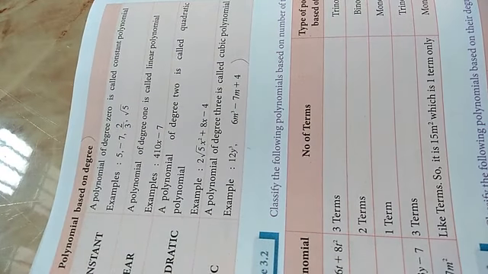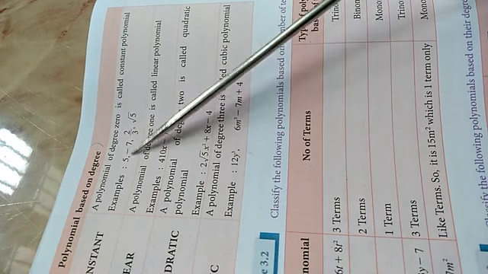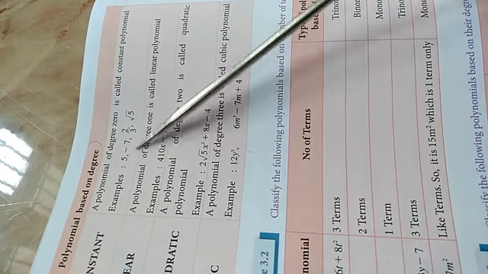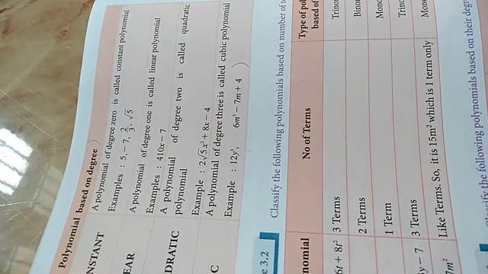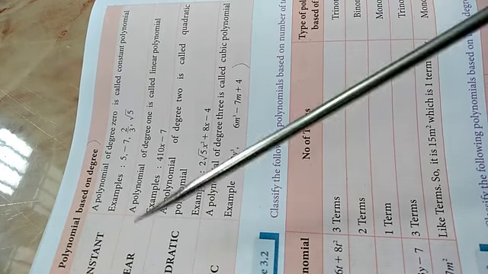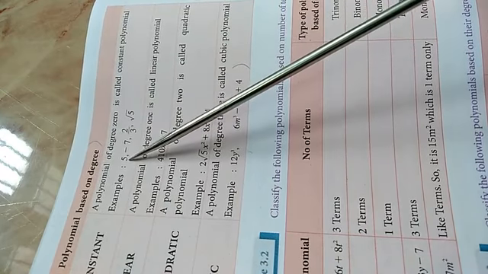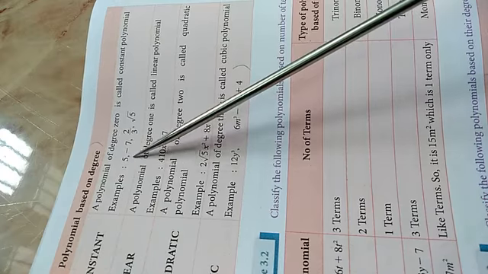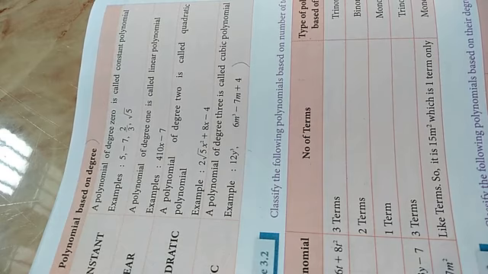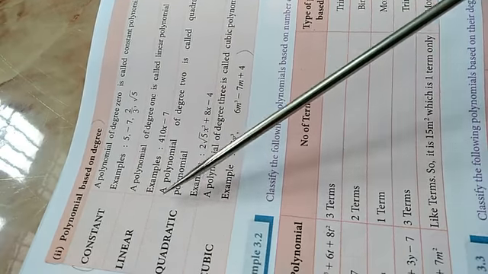That means here, for example, 5, minus 10, 2 by 3, root 5. There is no variable present here. No variable in the sense that the variable has the power 0. Anything power 0 will become 1. So these are the degree 0 polynomials. They are only constant terms, so they are known as constant polynomials. Next one is linear polynomial.